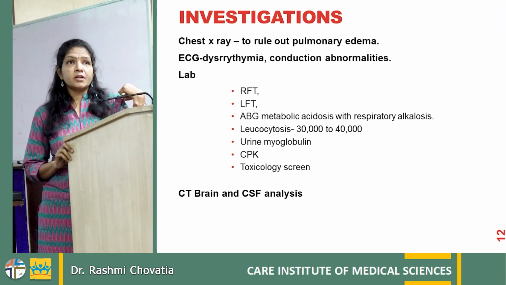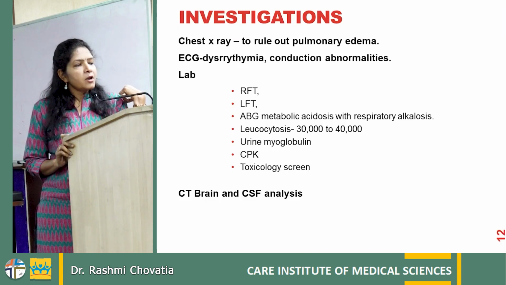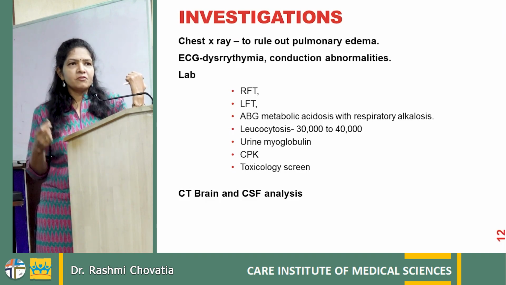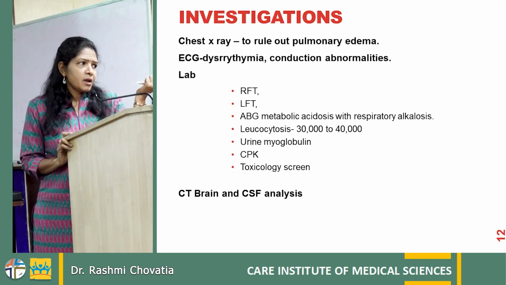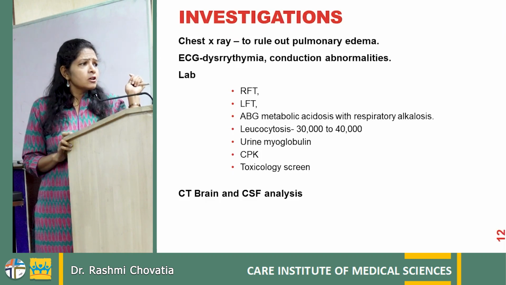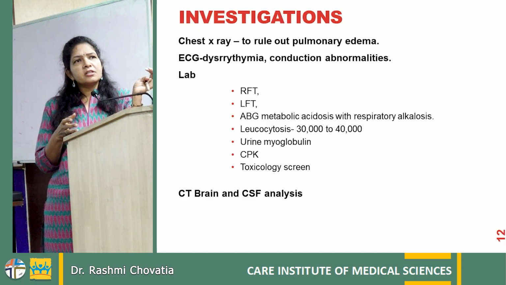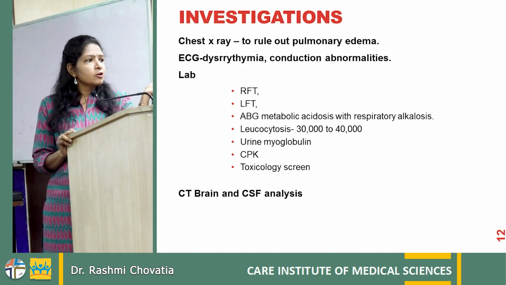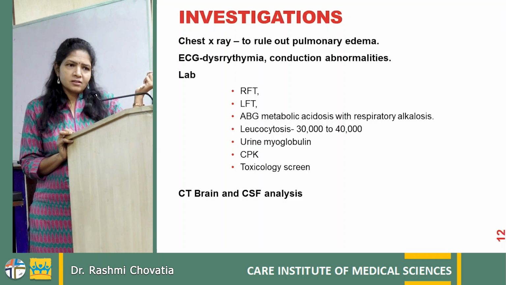Leukocytosis up to 30 to 40,000 WBC count can be seen because of hemoconcentration. Urine myoglobin examination, but just checking the urine color, brown urine itself speaks for rhabdomyolysis. And CPK-MB for cardiac damage. And toxicological screening: when the patient does not respond to the cooling measures, like neurological improvement does not occur with the initial cooling measures, then toxicological screening should be done immediately. And CT brain and CSF analysis.